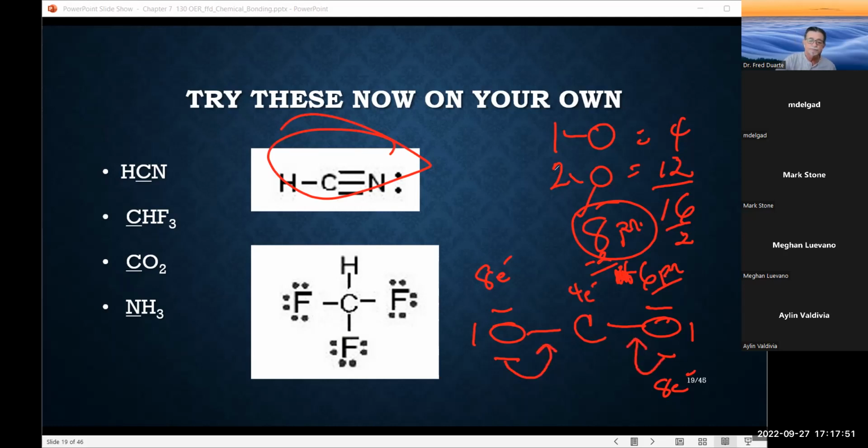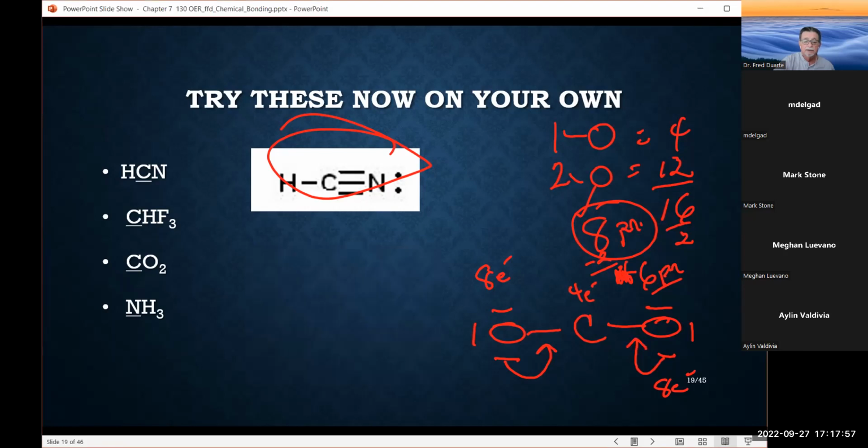Okay. And when I do that, let me make some room here. When I do that, I end up with a carbon, double bonded to each oxygen. And then I have my 2 electron pairs. And now let's double check. Do I still have 8 pair? 1, 2, 3, 4, 5, 6, 7, 8. Still good to go on the 8 pair.